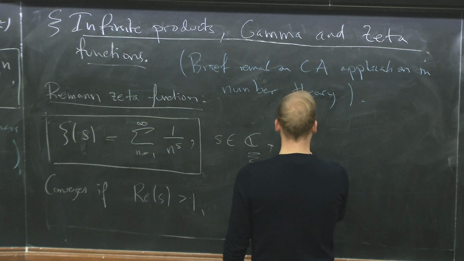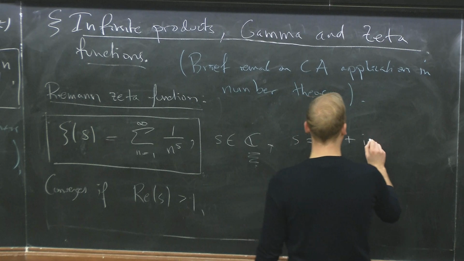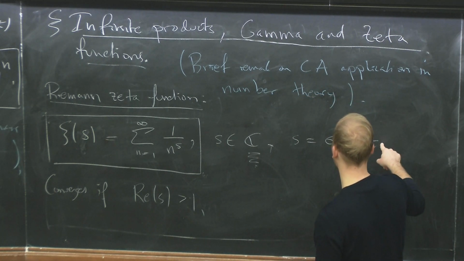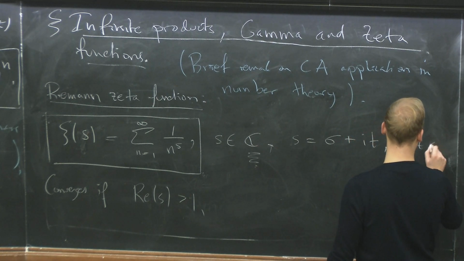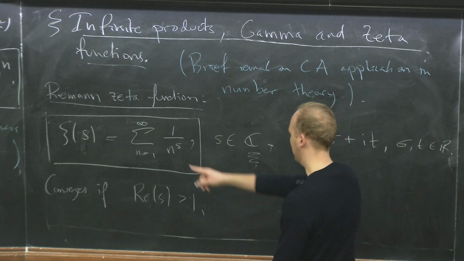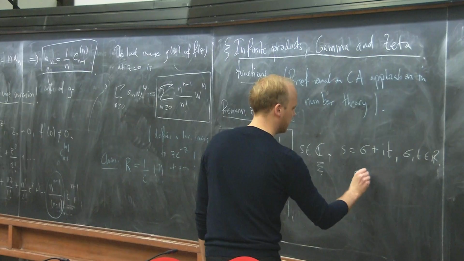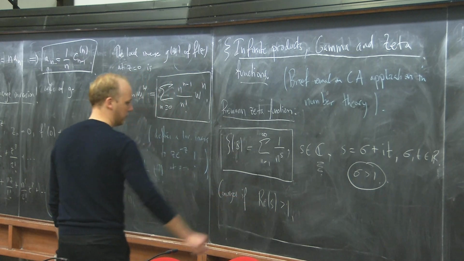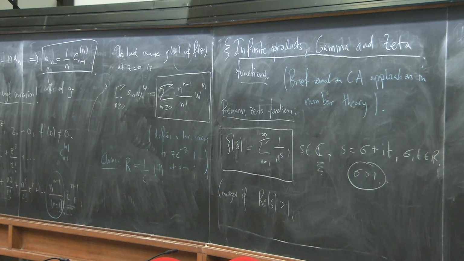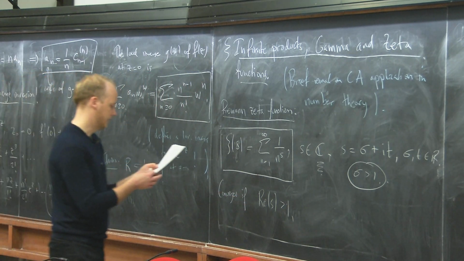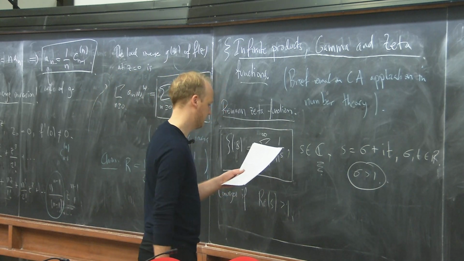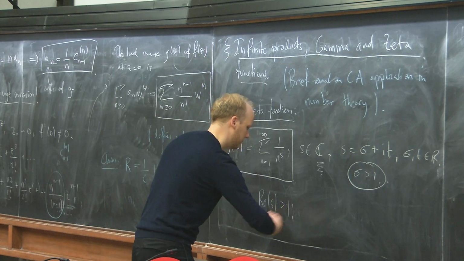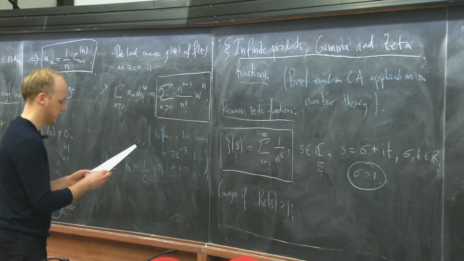The notation that Riemann used for this was that he wrote the real part as sigma and the imaginary part as t. And we define this sum, and we consider it whenever sigma is greater than 1, because it converges exactly when this happens, exactly as you said. So why does it converge if sigma is greater than 1? This is the question.